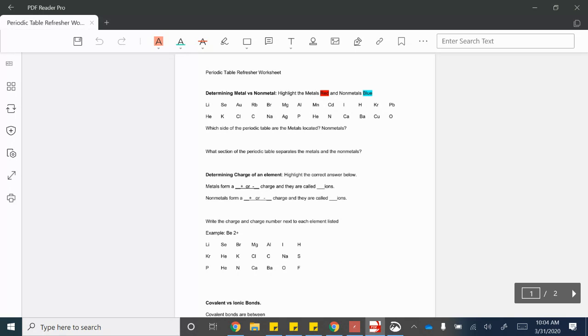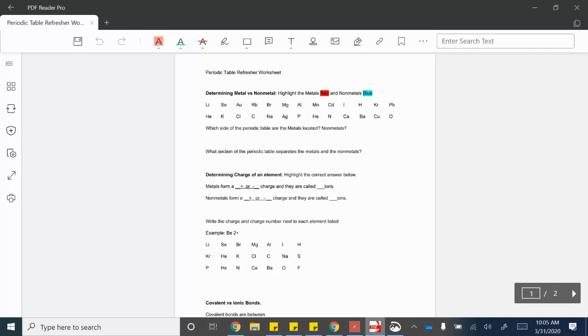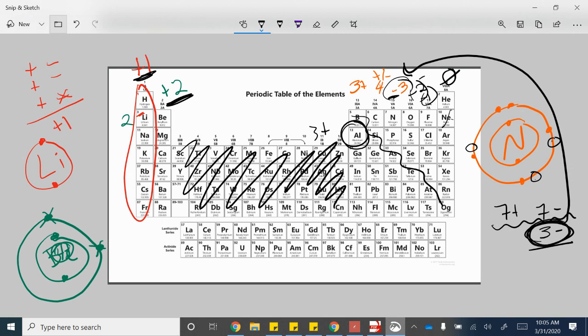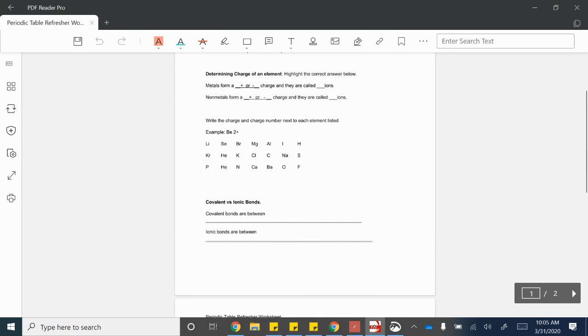Where nonmetals, let's go back here, we have our anions here, negative, negative, negative. Anions are going to be negatively charged. Remember, we said a negative ion, which that whole thing is an anion. Cool. All right, so then it says write the charge and charge number next to each element listed.